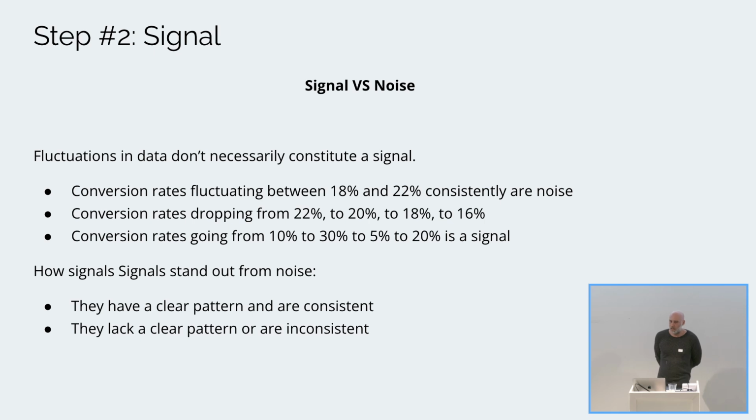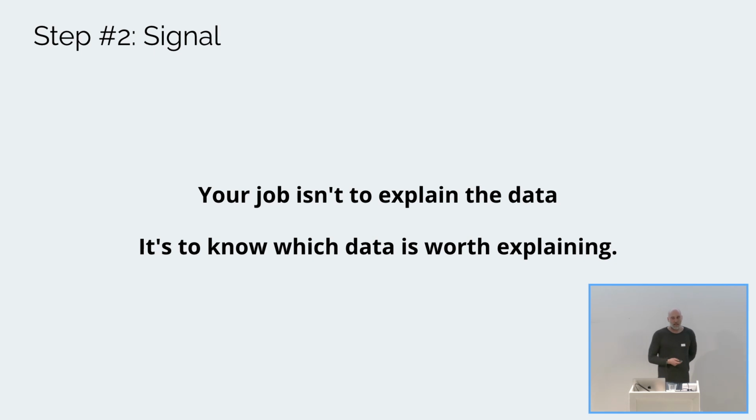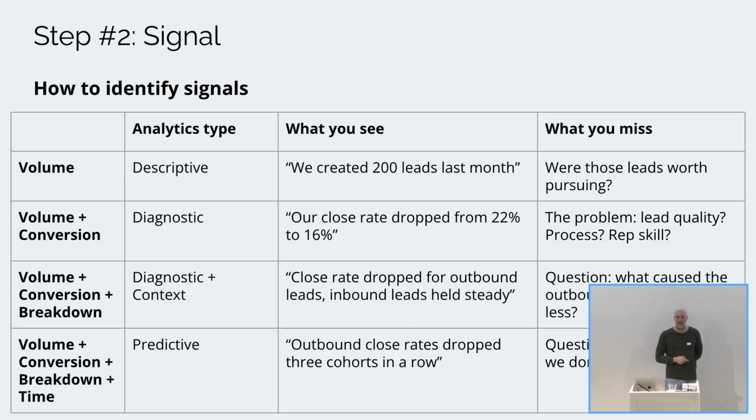And so a signal either has a very clear pattern, or it has a lack of a clear pattern and is very inconsistent. So if you see either of those, then it's definitely a reason to jump into it. And that means that you shouldn't, based on the data, necessarily explain what's going on, but you should understand what data is worth explaining, and then you should hunt that question. So, a couple of examples.